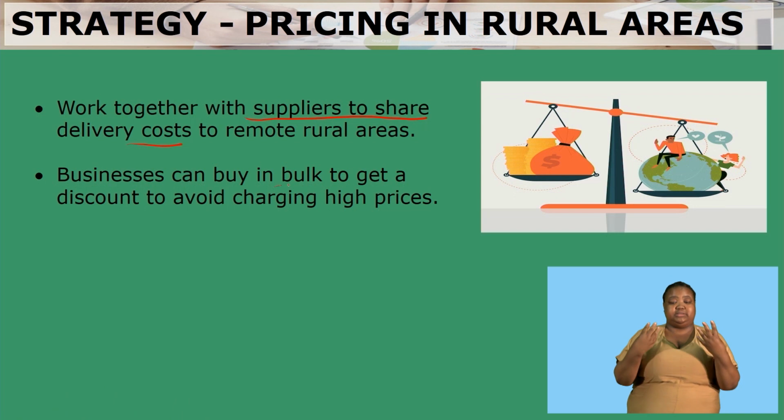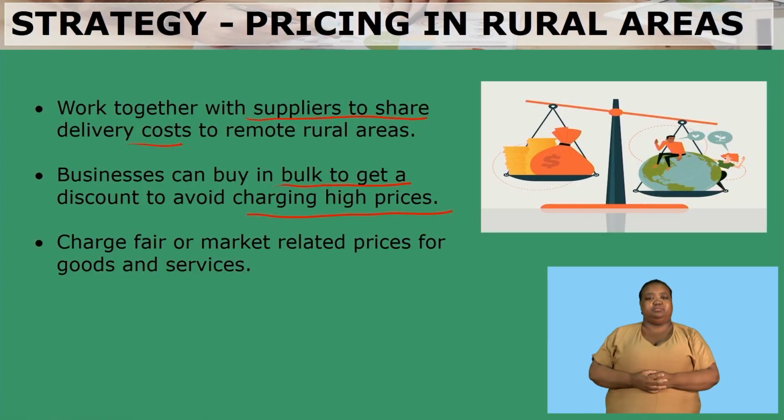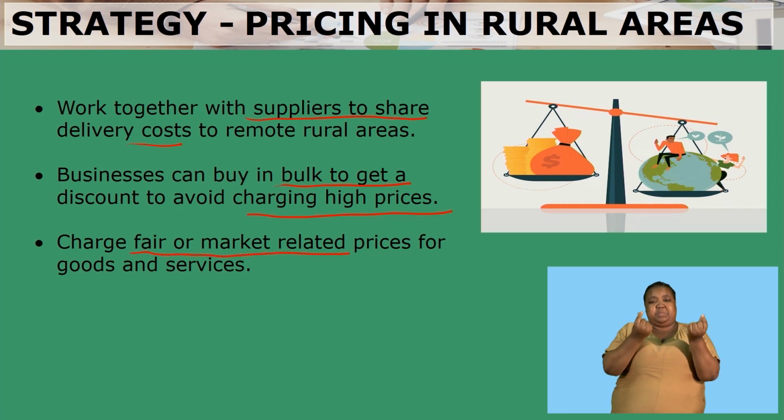Businesses can buy in bulk to get a discount, to avoid charging high prices. Remember, the reason why you're charging high is because wherever you're stocking your products, it's far. So when you come back, you also want to make profit, and in order for you to make profit, you have to charge. But when you're going to buy your stock, you rather go there and buy in bulk so that you can be in a better position to negotiate your discounts. Charge fair or market-related prices for goods and services. Fair or market-related. Don't be ridiculous in charging the prices.